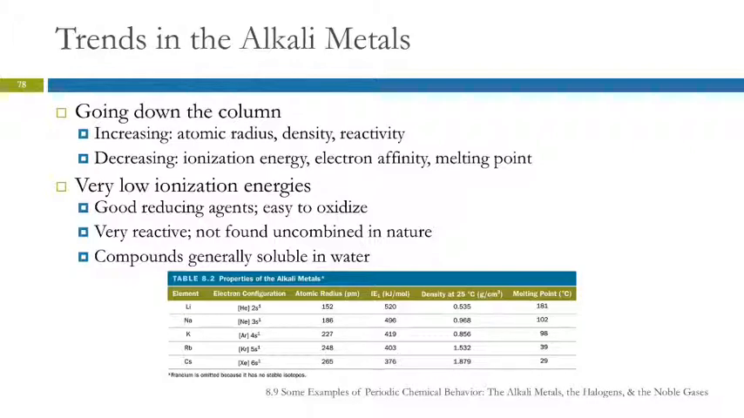Alkali metals have very low ionization energies. They're very willing to lose an electron. That makes them good reducing agents because they're easy to oxidize. They're very reactive, so we don't find them as elements in nature. And the compounds that they make are almost always soluble in water.